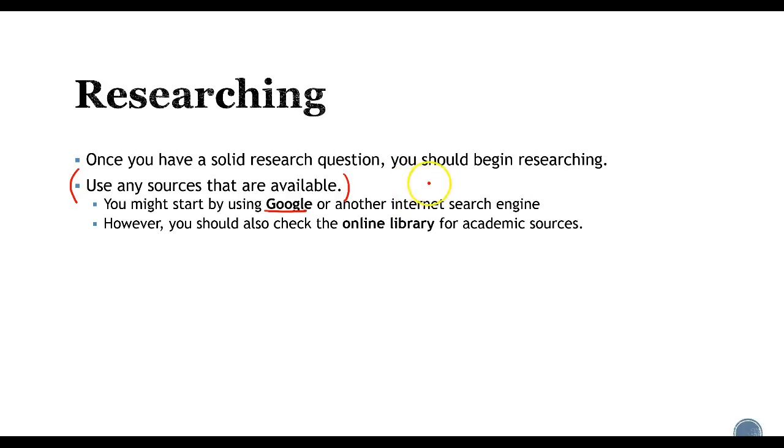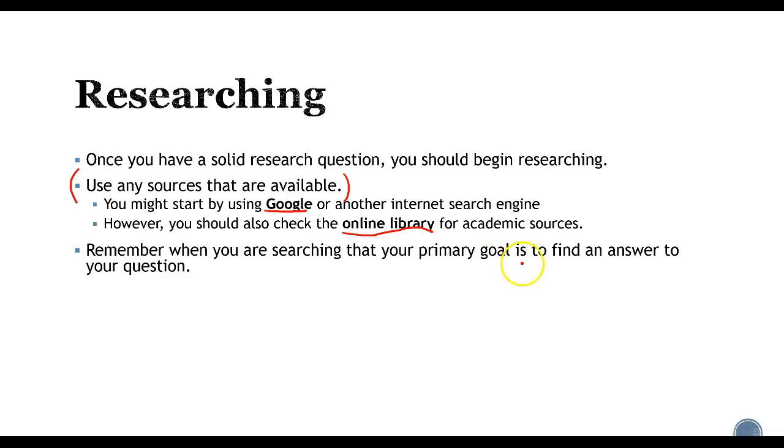However, you should definitely check the online library, and I want everybody to start considering and using the online library, because that's where you're going to find your better academic sources. And when you get into Writing 102, your professor is going to require that you use the online library and use academic sources. So you want to get comfortable with navigating that and using those sources. When you're researching, your primary goal should always be to find an answer to your research question. That's why you have the question.